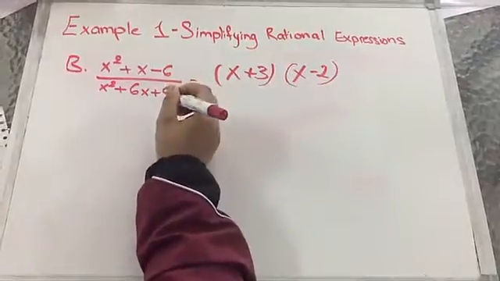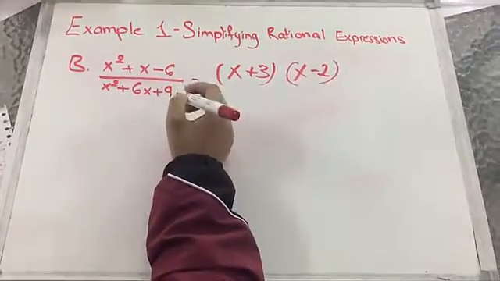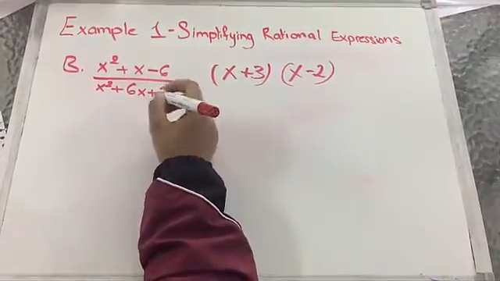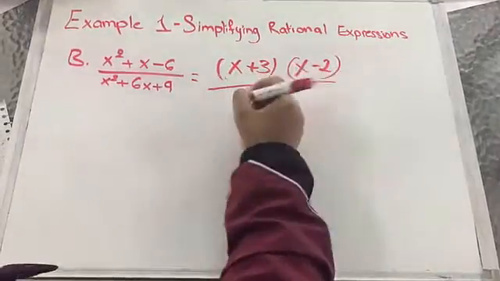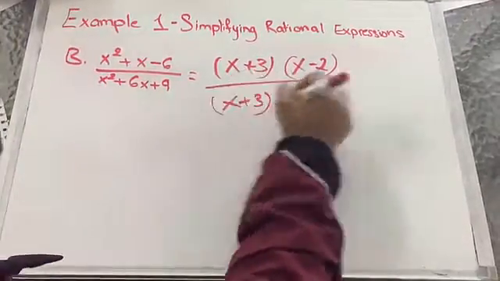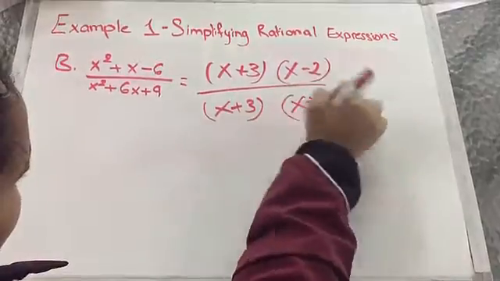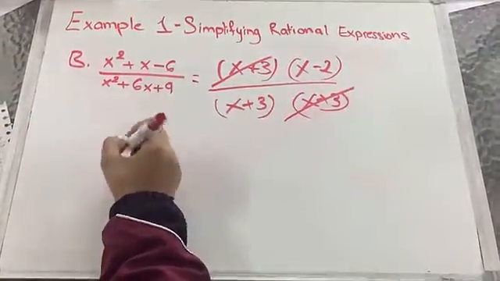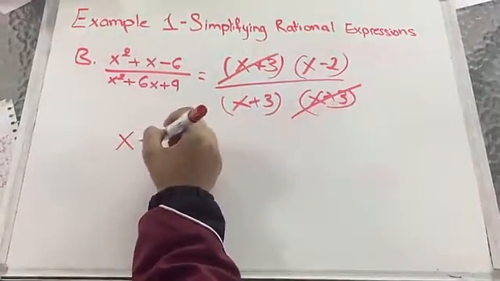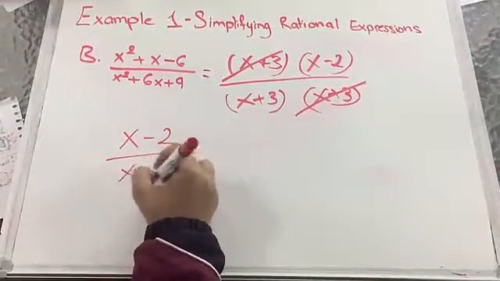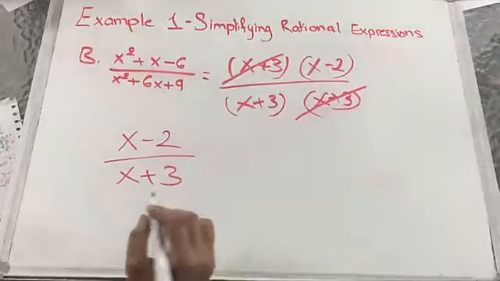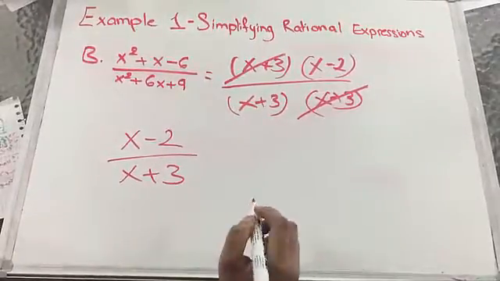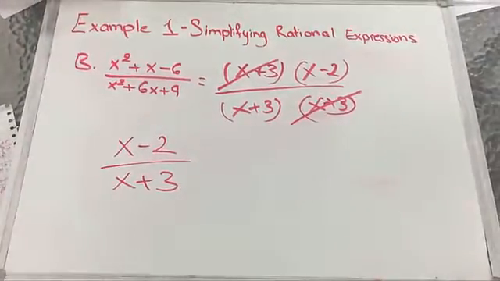And for the denominator, we have to find the numbers that when we multiply give us 9, and when we add give us 6. So it's x plus 3 and x plus 3. So then the next step is we have to cross them out, and the final answer is x minus 2 over x plus 3. So this expression is undefined at x equals negative 3.